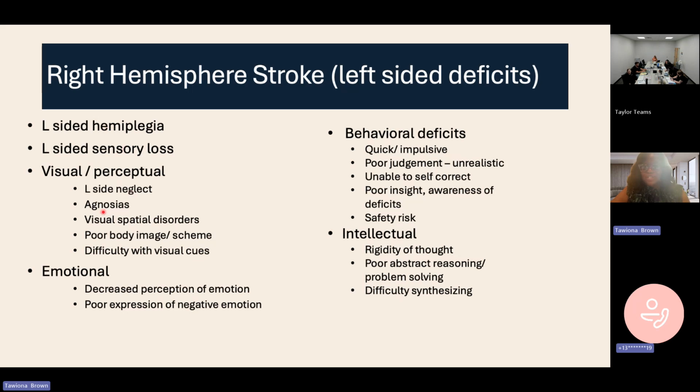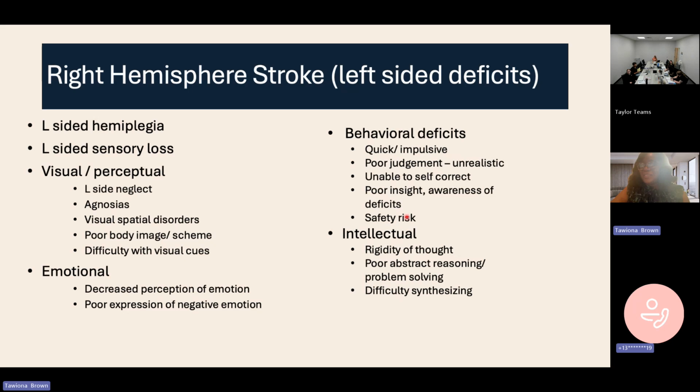You're going to have, especially if it's an issue within the parietal lobe, some type of maybe spatial or visual neglect. You still have an emotional issue with a decreased perception of emotion, poor expression of negative emotion. Now, this person is the one that's going to cuss you out or get angry with you. They're totally uninhibited. And this is going to be your impulsive patient also. So as you can see over here, as far as behavior, poor judgment, unable to self-correct, poor decision making and insight. They are a risk factor.